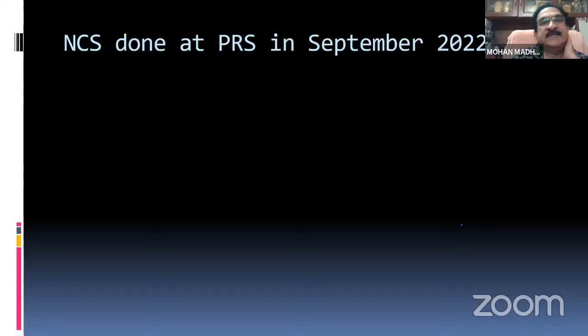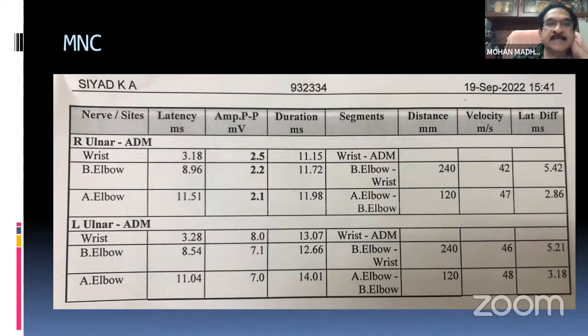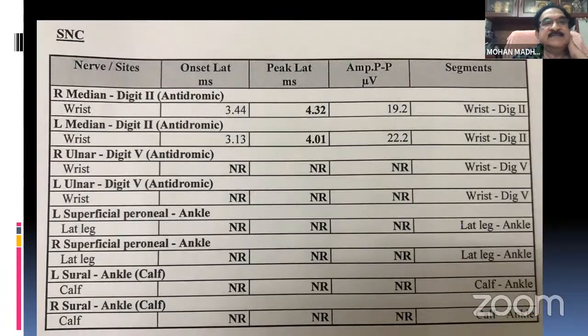So I repeated the NCS at the PRS hospital in September 22. The findings are almost the same, except that it has worsened. The peroneal lower limb findings are the same, but the right ulnar was also affected, just like before. But here the sensory potential became abnormal even in the upper limb. It was normal in the previous NCV. Now it has become affected in both ulnar nerves and in the upper limb.